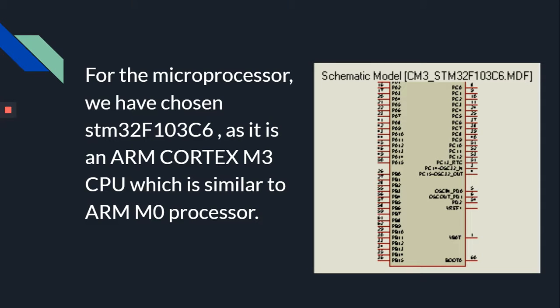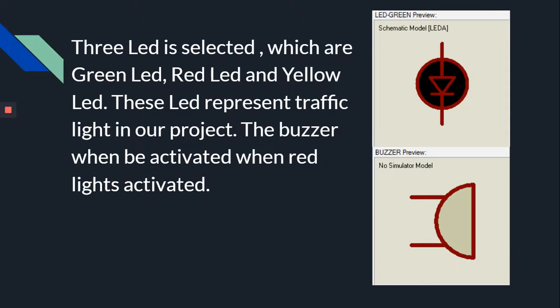And for the microprocessor, we have chosen the STM32F103C6, as it is an ARM Cortex-M3 CPU, which is very similar to what we learned during the lecture, which is the ARM M0 processor. So it is more familiar to us, and we can use it for our project. This is for our project.